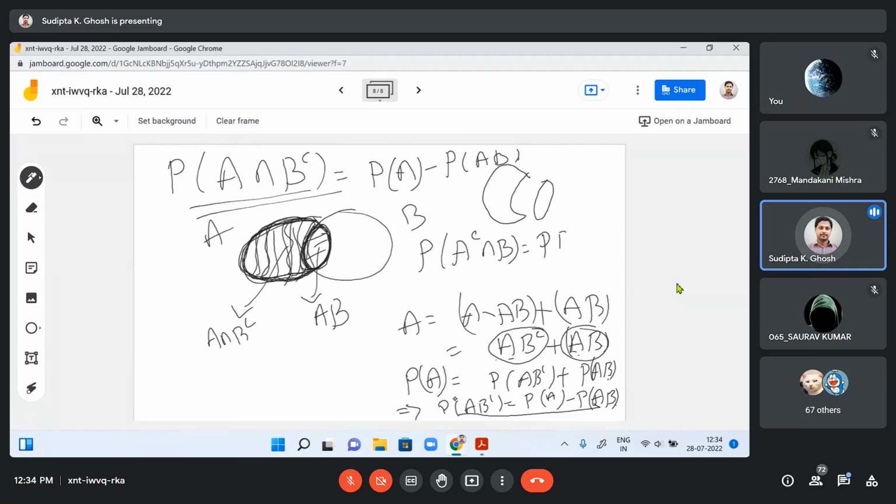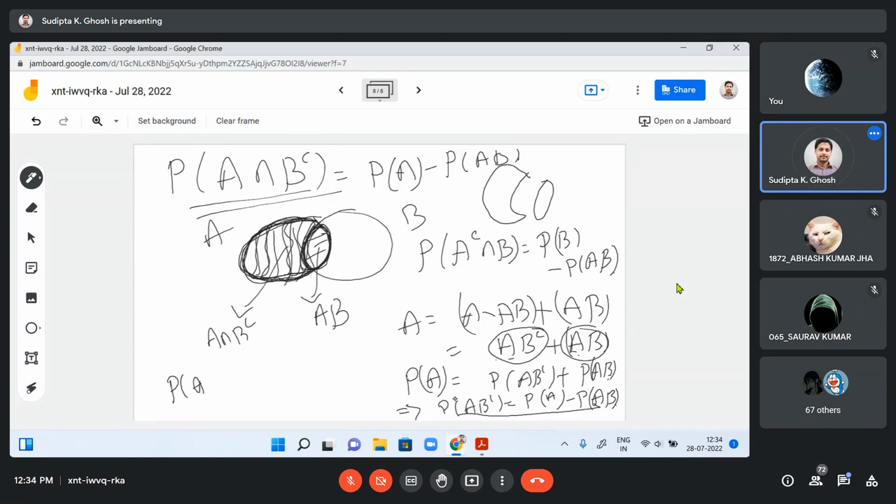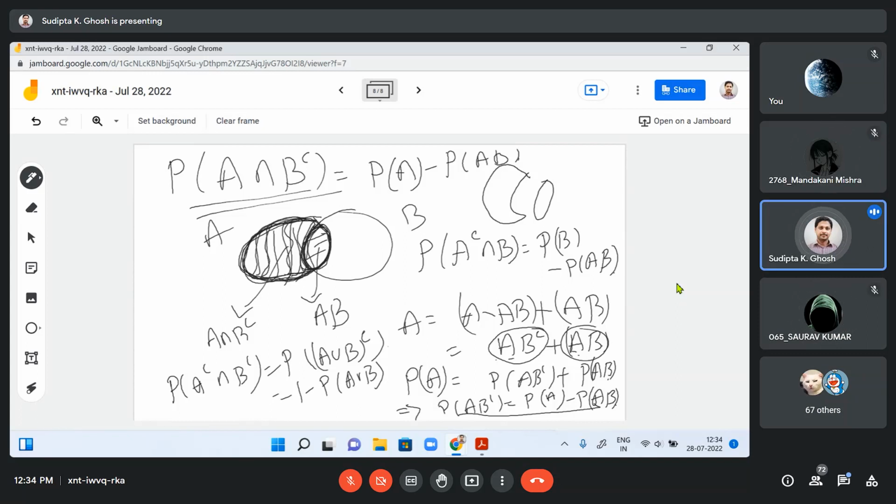That is probability of B minus probability of AB. Correct. And what about probability of A complement intersection B complement? By De Morgan's law, that means probability of A union B whole complement, which is 1 minus probability of A union B. This part is already known from the data: 70% of the total population consumes at least one, so this value is 0.7. So 1 minus 0.7 is 0.3.